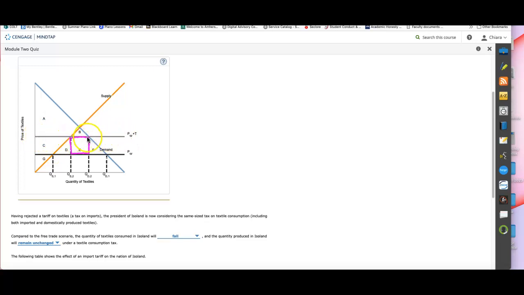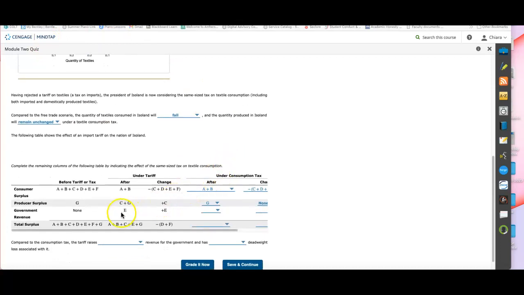And so for that higher price, consumers are only willing to consume QD2. Producers are going to produce a little more, but this government revenue is only going to be this much on the imports because domestic producers are having the incentive by the higher price to produce a little more domestically. So we're going to import a little less, and the government is going to make E, this square box, as their revenue from the imports. So let's go look, and it says E plus E.